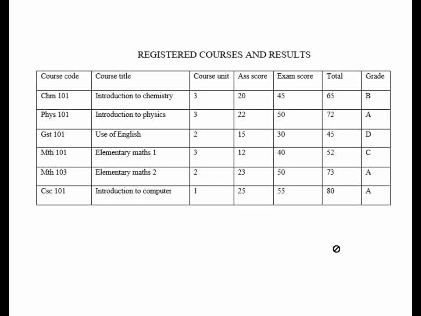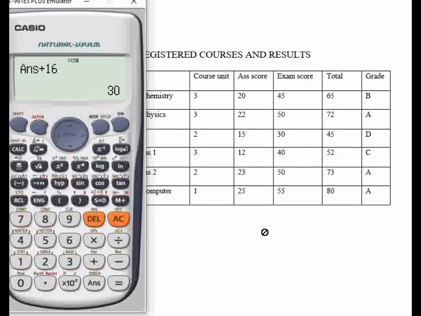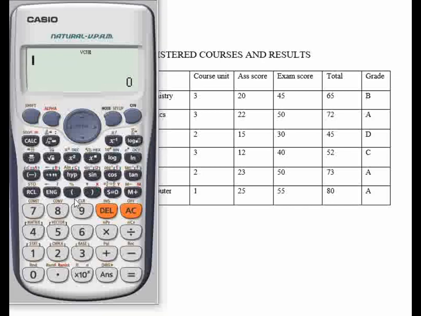So for the total credit point for this particular result, we can calculate that as follows. For the first course, let's use brackets.